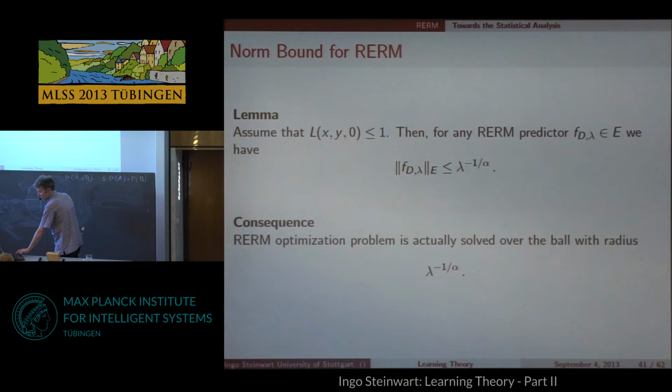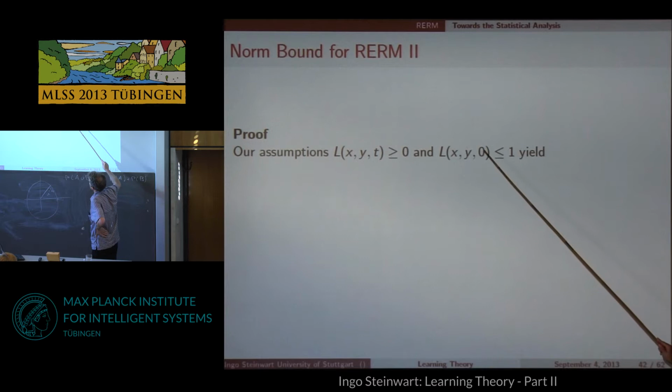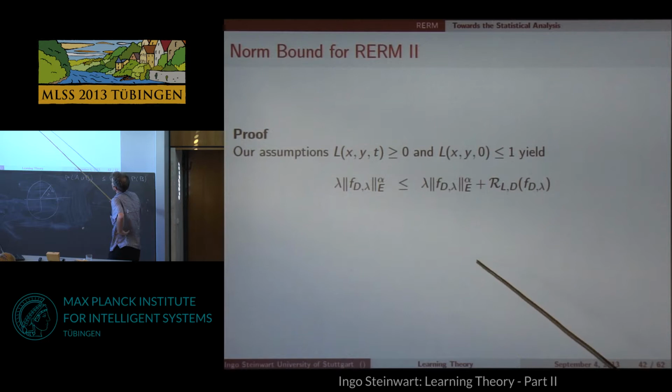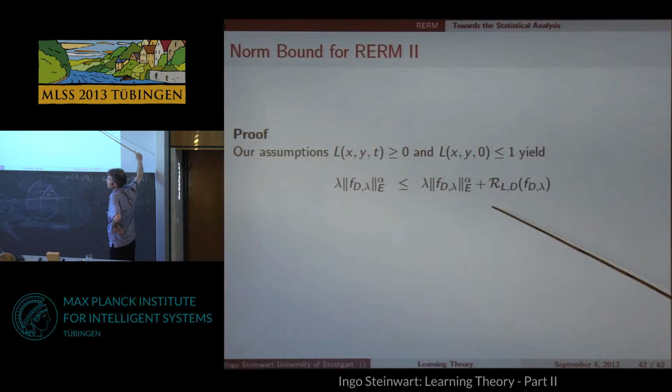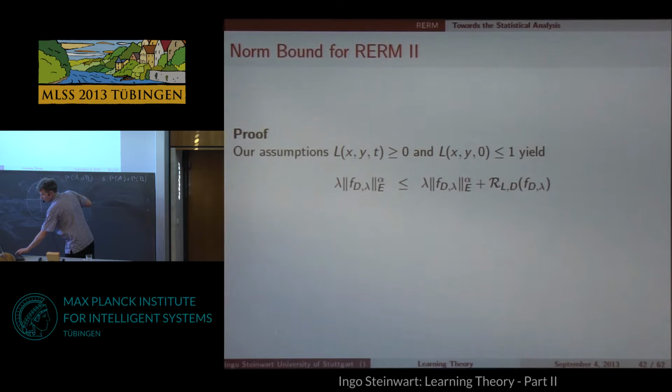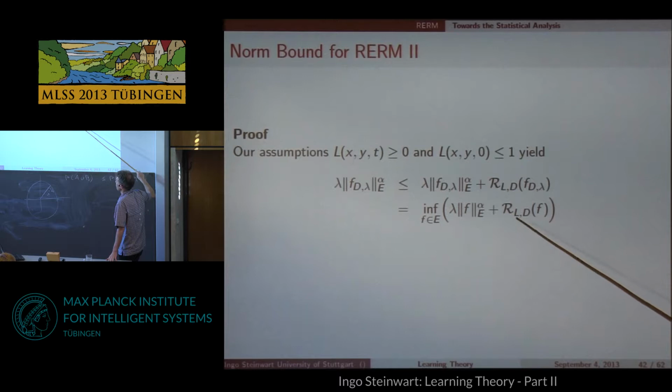Surprisingly, this proof is also very simple. We have two assumptions now. One is that the loss is non-negative, and the other one is that when predicting with 0, it's bounded by 1 from above. Now we first observe that if we consider the regularization term, we can make the expression larger by adding the empirical risk. This is true simply because the loss is non-negative, and therefore the empirical risk is also non-negative. Now we use the definition of the predictor, which is simply the function f_{D,lambda}, which achieves this infimum. This was the very definition of f_{D,lambda}.